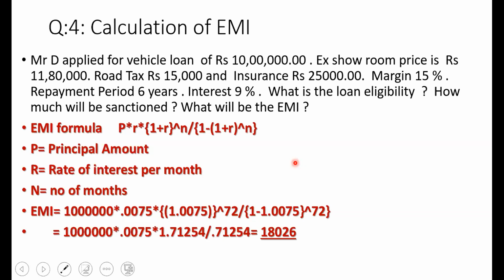Are you getting anything, boss? How much are you getting? Try. 1.0075 into 1.0075, equal to, 3, 4, 5, 6, 7, 8, 9, 10, 11, 12. I think 1.09, 3806 you will get for 12 times.